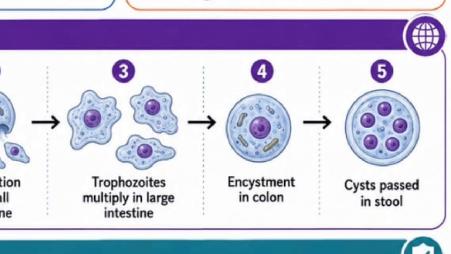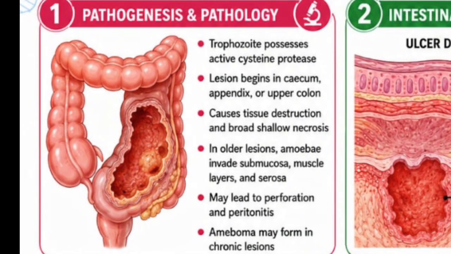They destroy the wall of the large intestine, also the small intestine, encyst in the colon and are passed out by what? Feces. Yeah. So now, what is the pathogenicity? Next one, what is the pathogenesis and the pathology? Just like the one we did in Balantidium coli.